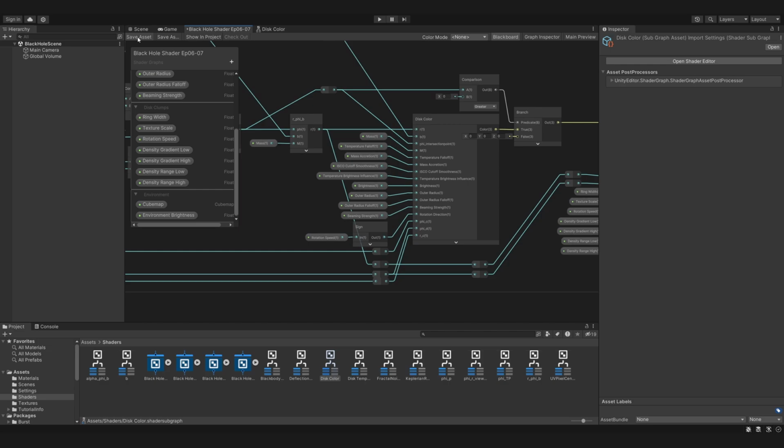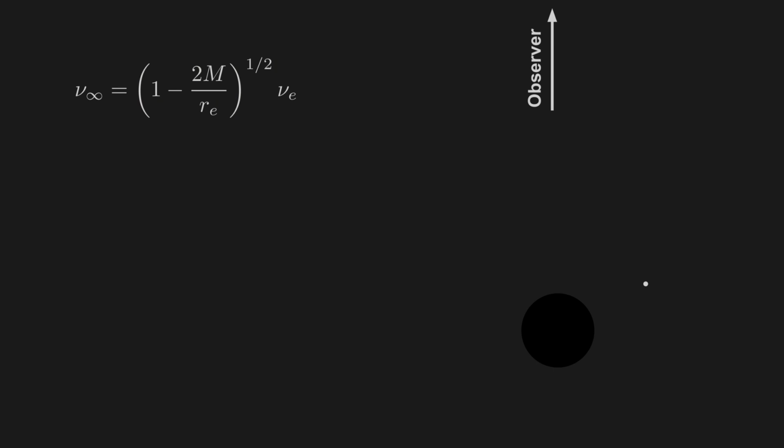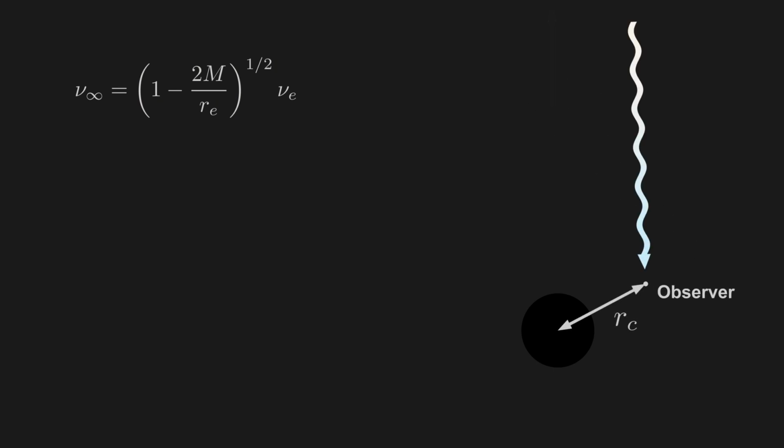Now it's time to discuss the gravitational Doppler shift. Consider an observer infinitely far away from the black hole, and light emitted at a distance Re from the black hole. The light that observer sees is redshifted due to the gravitational field of the black hole. The frequency at infinity is the emitted frequency multiplied by this factor. Now consider an observer at a distance Rc from the black hole, and light emitted from infinitely far away. This light is blue-shifted, as the observer frequency is the frequency at infinite distance multiplied by this factor.